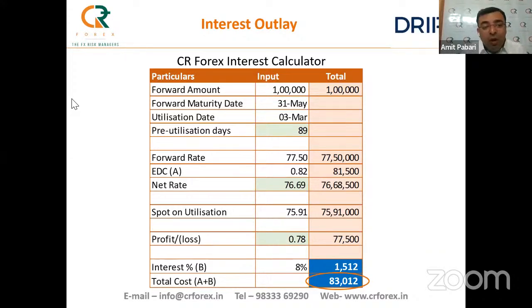The bank will charge you interest on how many days you have utilized early. Say from 3rd March to 31st May, you utilized early for 89 days. So they will charge you interest cost for 89 days, which is close to 8% to 9%. It is the industry standard. Some banks are taking 12% also. We cannot do anything on that. So 8 to 9% is the general rate. So the interest cost comes to 1,500. So the total cost they have to charge is close to 83,000. We have this calculator. If anyone wants, they can take it from our team.